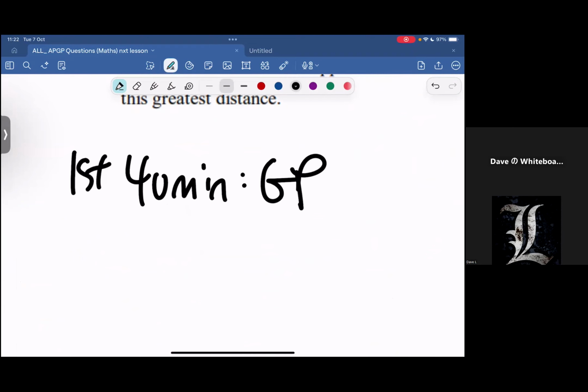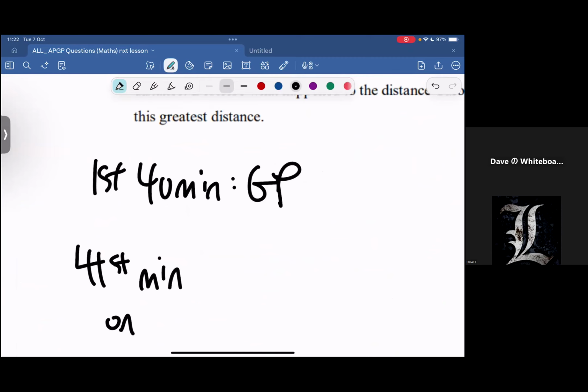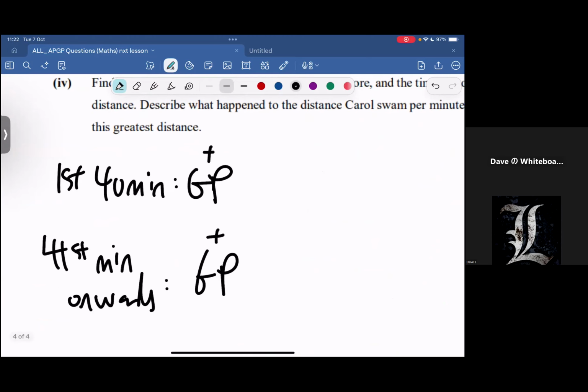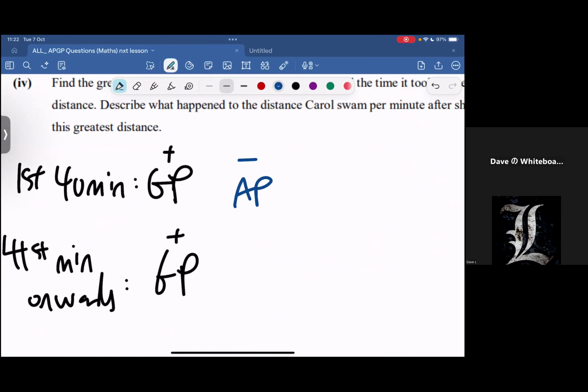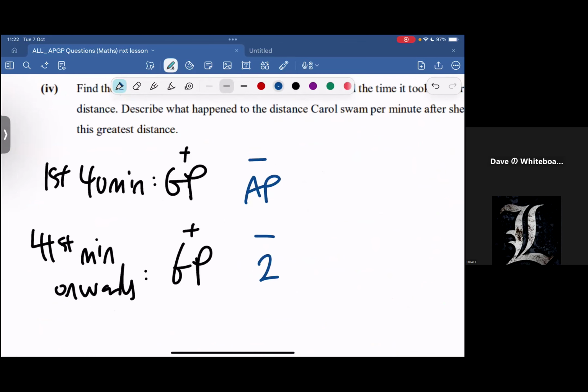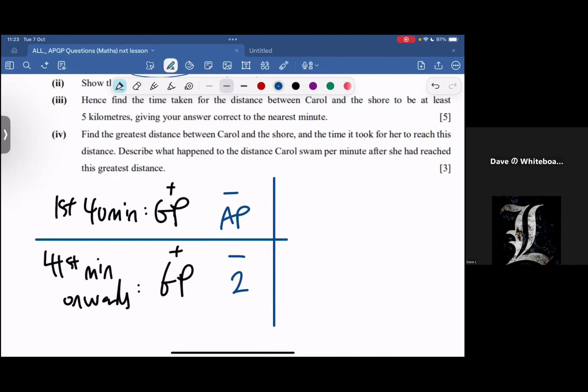The 41st minute onwards, you realize that your GP is still adding. You're still swimming outwards. But then your minus part, which is the AP, is no longer like that anymore. So it's no longer AP already. It will just become -2 from that. So what does this tell you? This tells you that there's actually two different patterns that's ongoing.